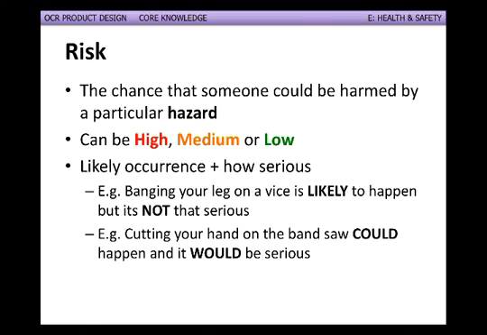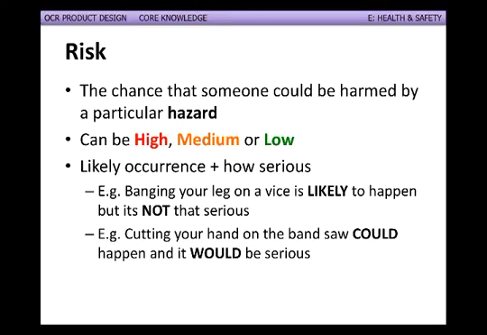For example, if you bang your leg on a vise, that's likely to happen, but it's not that serious. So in terms of risk, that would be classed as low, whereas cutting your hand on the bandsaw could happen and it would be serious if it happened. However, we have things in place to hopefully stop that, so perhaps the risk may be medium. Certain tools may be classed as a high risk, but hopefully if you've taken steps to reduce all those things, then you should be fine to do them.